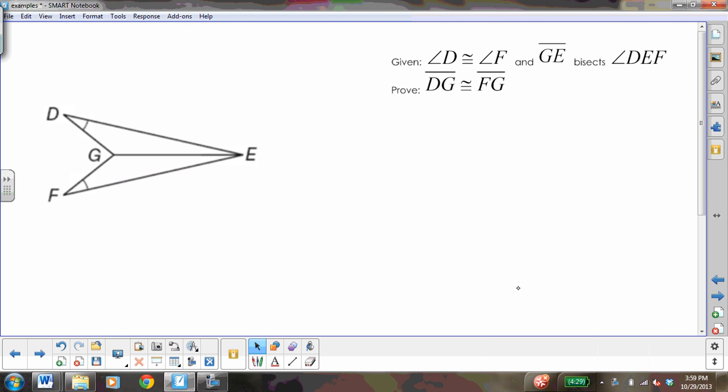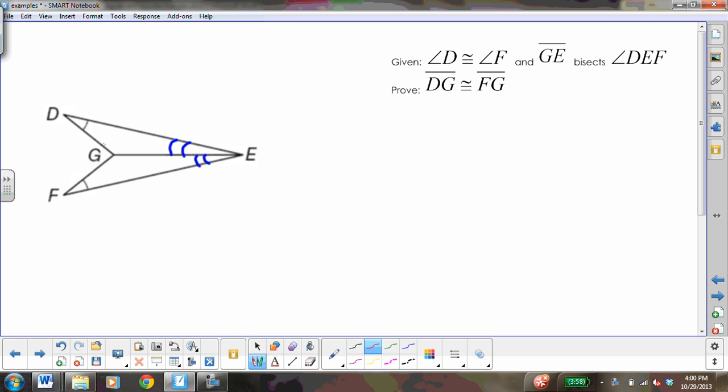Given that angle D is congruent to angle F and GE bisects angle DEF, prove that segment DG is congruent to segment FG. So it looks like our picture is already marked here, with angle D being congruent to angle F, and GE bisects angle DEF, so that means that DEF is cut in 2 equal parts, because that's what it means to be bisected.